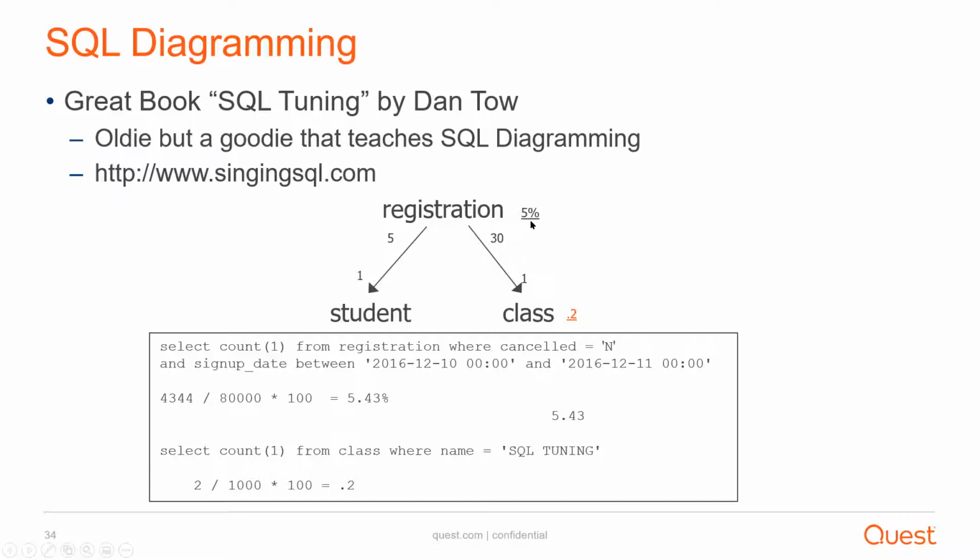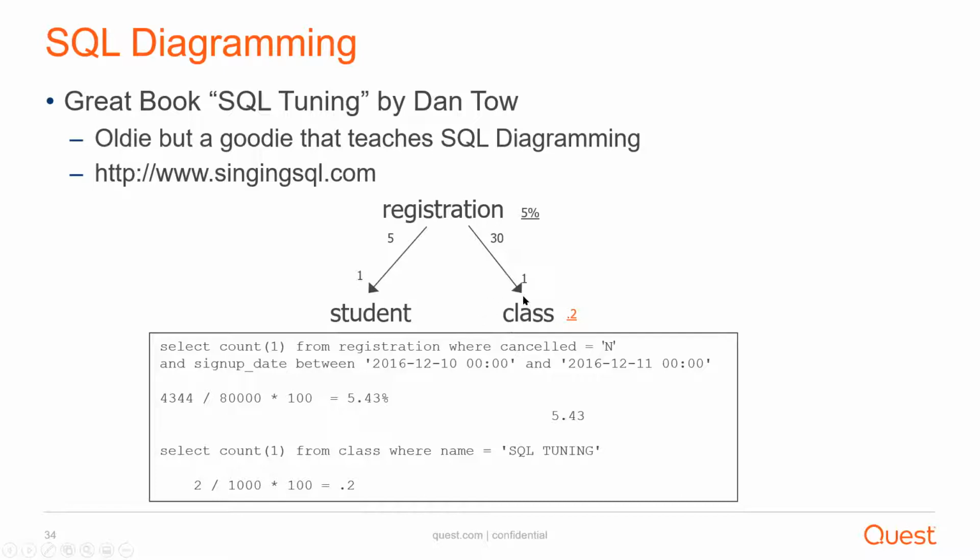The underlined numbers here are actually the filtering predicates. I had one on registration where canceled equals N and sign up equals yesterday, and you can see that 5% of registration would be read with that filter. I had another filter on class where 2 records out of 1,000 were returned, probably because of the different levels of SQL tuning. 0.2% of class would be read.